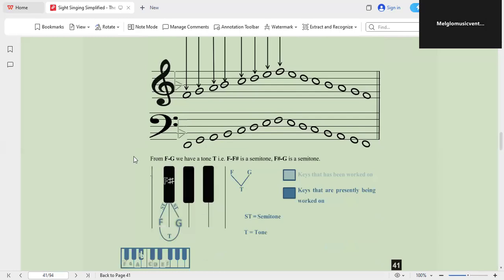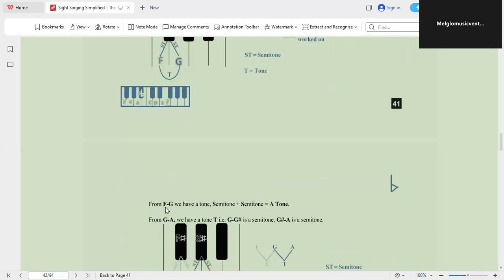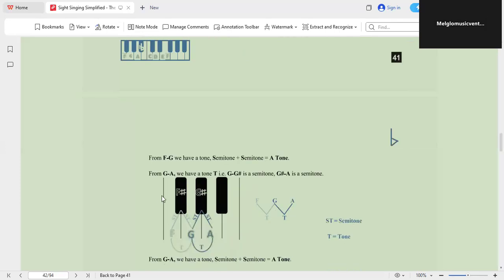From F, not from G, from F to G, we have a tone. That is from F to F sharp, a semitone. From F sharp to G, a semitone. So from F to G, we have a tone, that is the semitone of F to F sharp plus the semitone of F sharp to G. That is a tone. So we've gotten the first tone.